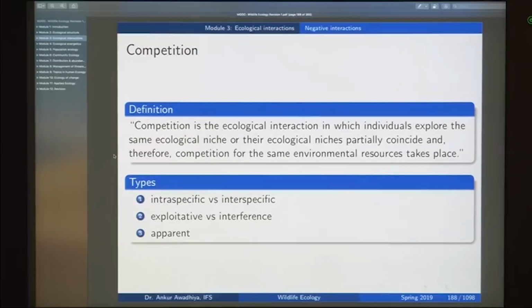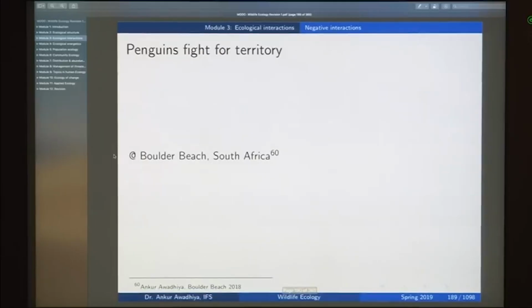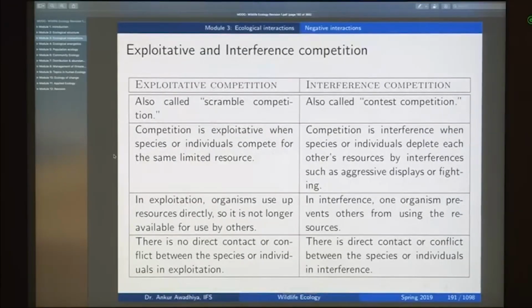And here we have the types: intraspecific versus interspecific. So, again intra is within a species, inter is between two species. You can have exploitative competition or interference competition, and you can also have apparent competition. So, we looked at penguins and black bugs that were fighting amongst each other, and intraspecific and interspecific is something that we have seen. In the case of exploitative competition, it is scramble competition where the individuals are competing for the same limited resource, and interference competition is contest competition in which the individuals are depleting others' resources by interference such as aggressive displays or fighting.